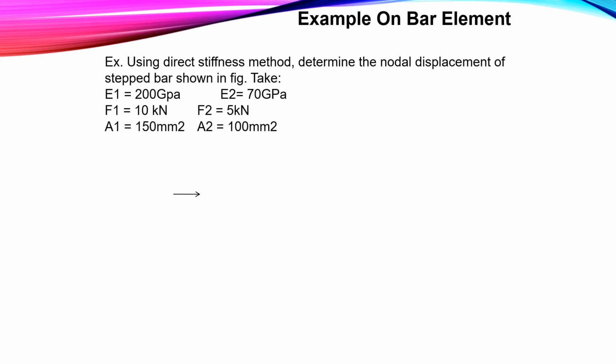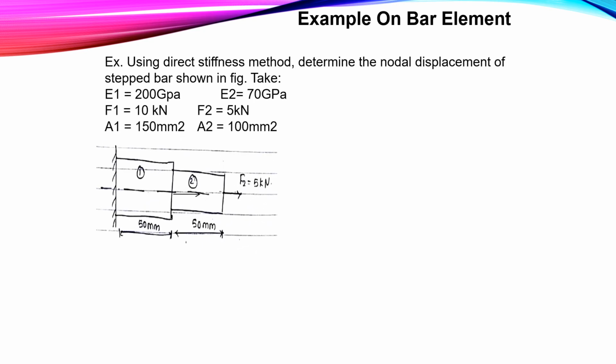Let's see one example on a step bar. Using the direct stiffness method, determine the nodal displacements of a step bar as shown in the figure, where the material property, that is the modulus of elasticity, is given for both elements. Forces are given: the first force is 10 kN, the second force is 5 kN, and the cross sectional areas of both elements are given.